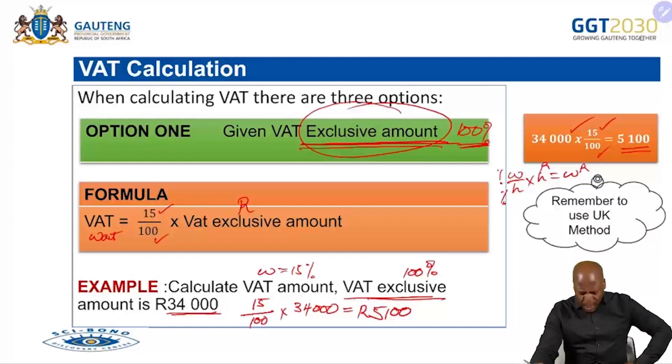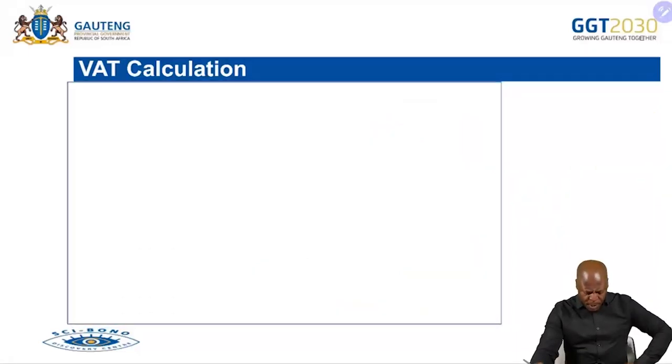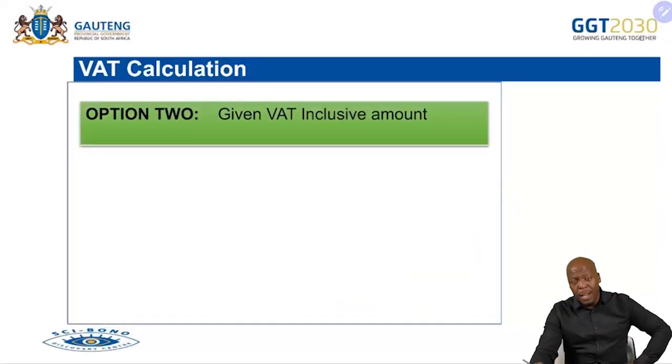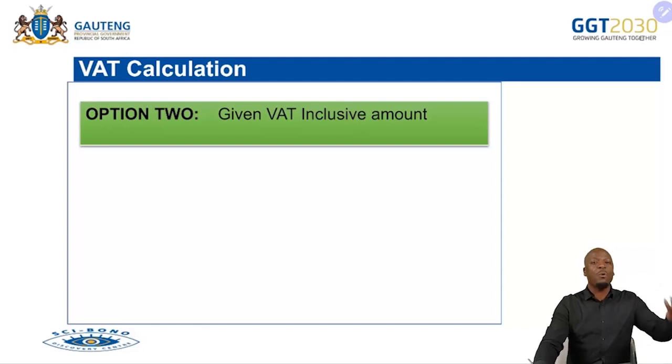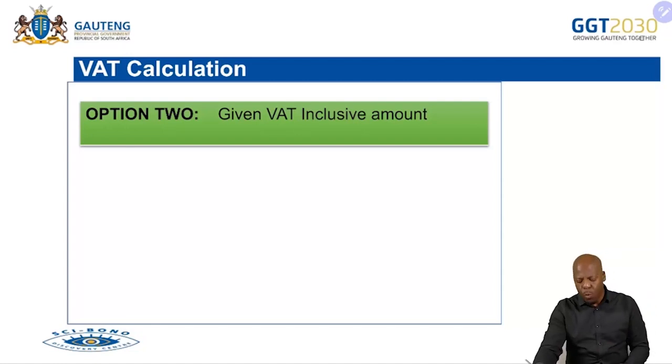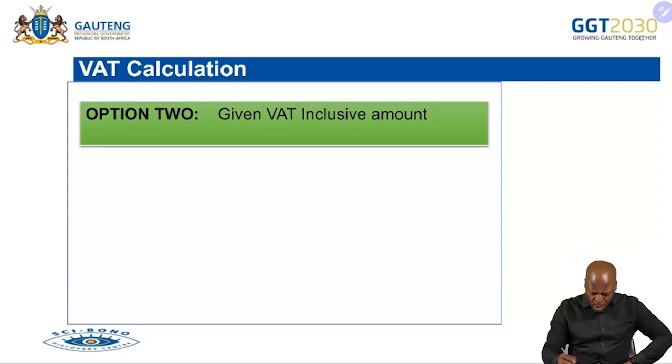Okay, let's quickly go on to another option. Now, option number 2, it says, if you're given the VAT inclusive, what does inclusive mean? Exclusive meant without VAT. All right. Therefore, inclusive means with VAT. All right. And if you remember, we agreed that exclusive is 100 and VAT is 15. Therefore, inclusive becomes your 115.